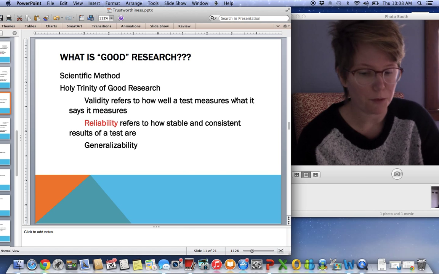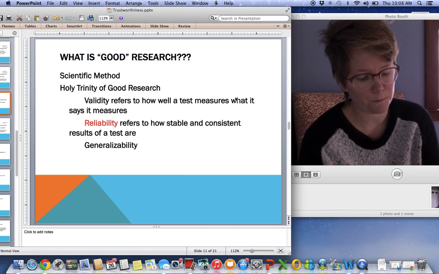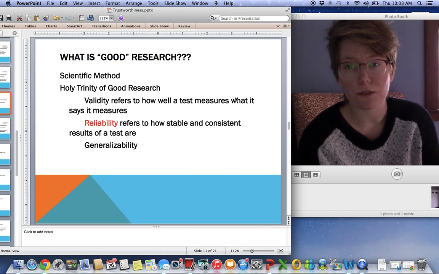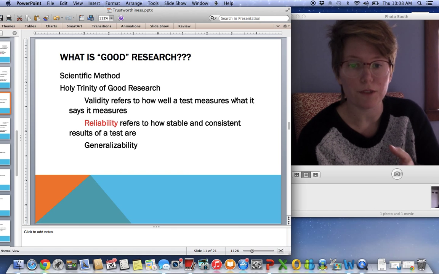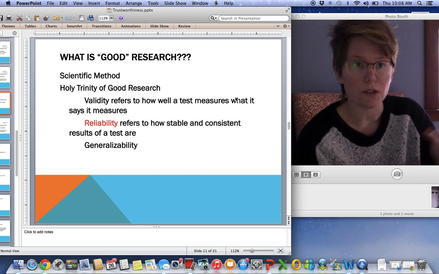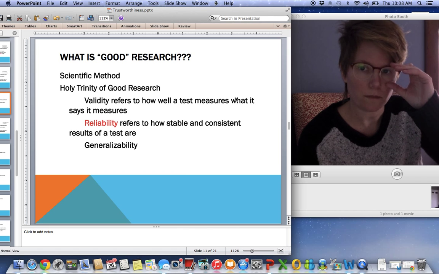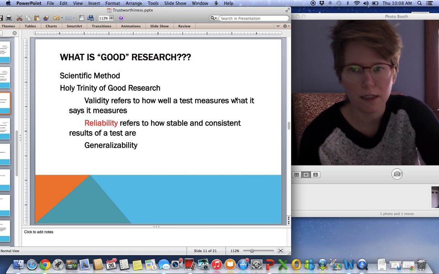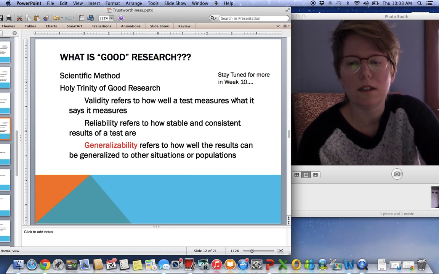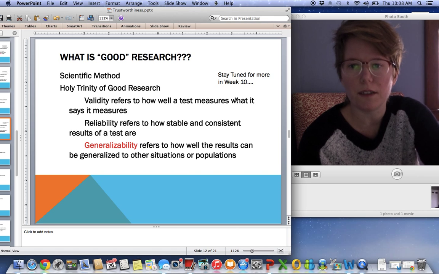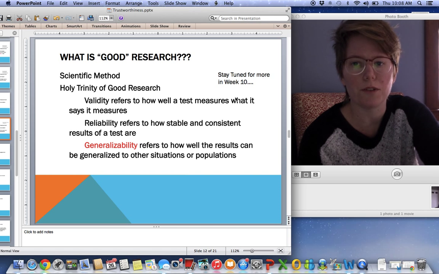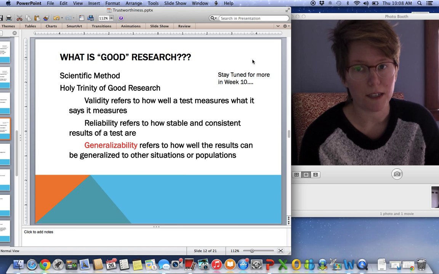Reliability, as many of you probably know if you took any undergrad research or statistics class, just refers to how stable and consistent the results of a test are. So if your assessment is good, you'll get the same results over and over again. It'll be pretty stable. And there's more to say about test and retest, but we'll get there later. And generalizability is exactly what it sounds like. How able are you to import those findings to other situations or other people? Stay tuned for more about this in week 10 when we really visit quantitative research.